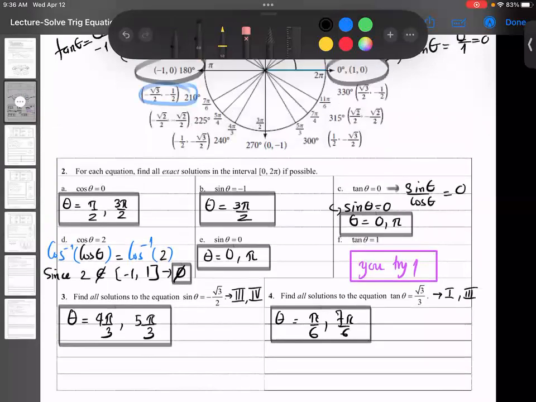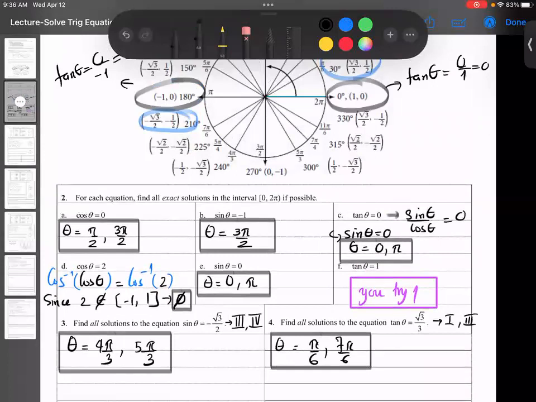Everybody okay with this problem? Please ask if you have a question. Like I said, your final exam is heavily pulled from the material after exam 3.